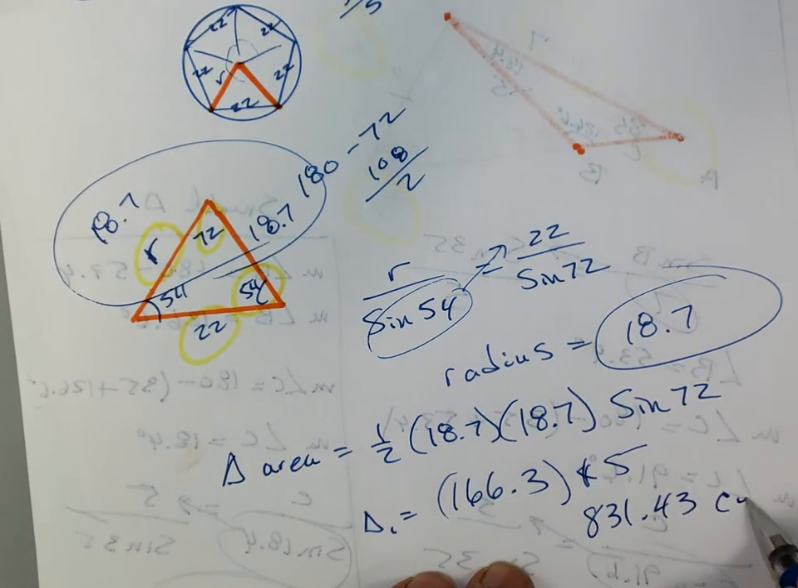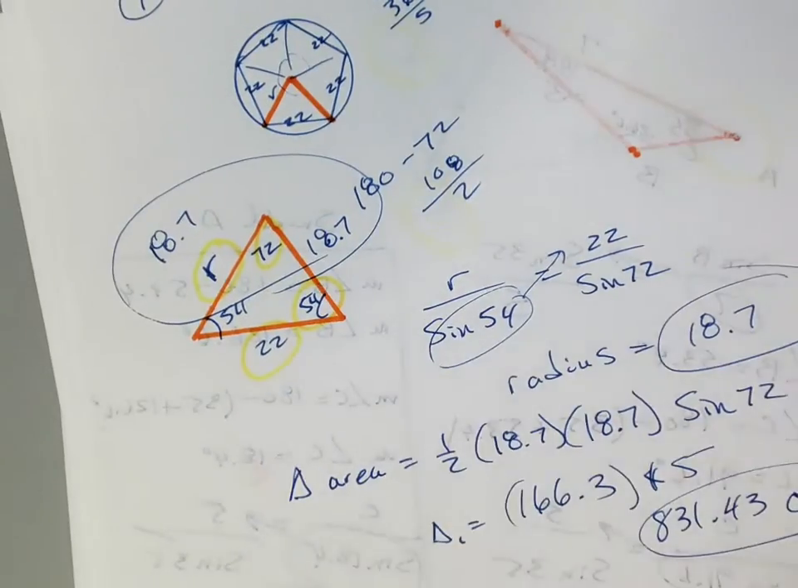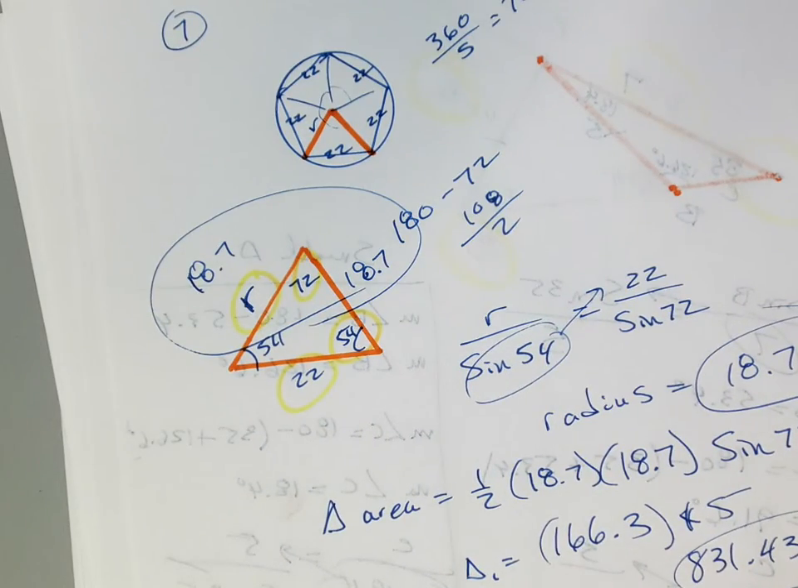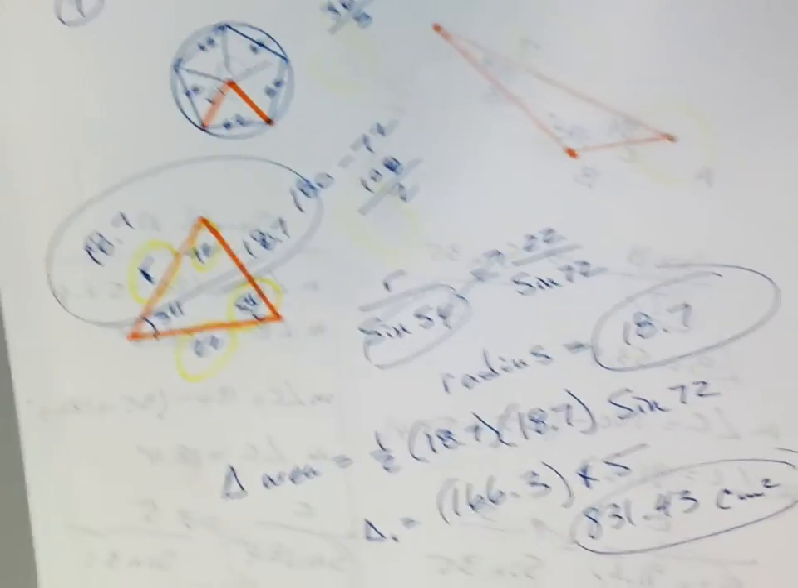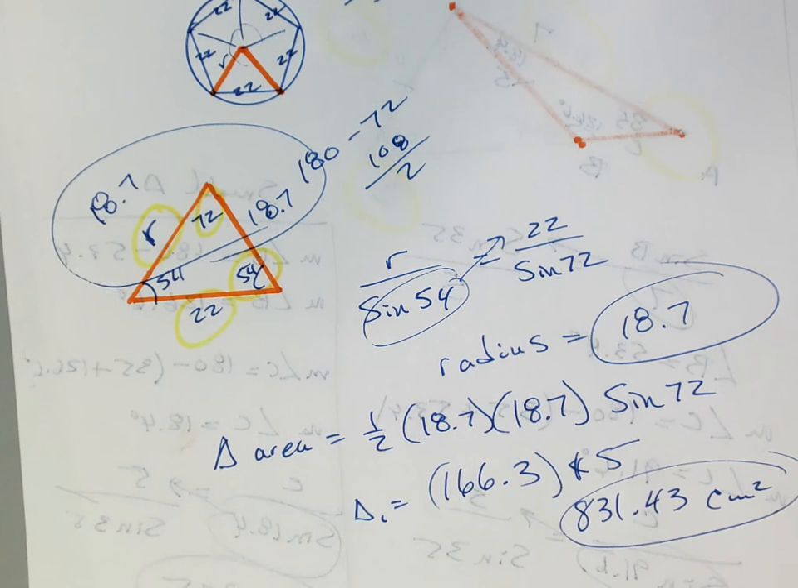831.43 centimeters squared. I don't think any kid in my entire career has ever said, really, that's pretty cool. No one's ever seen the 3 triangles. Good job, Daisy.